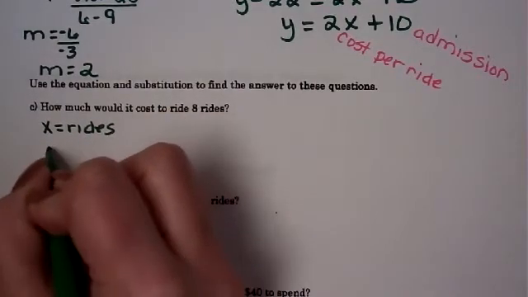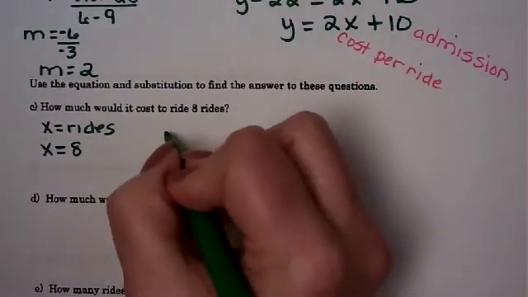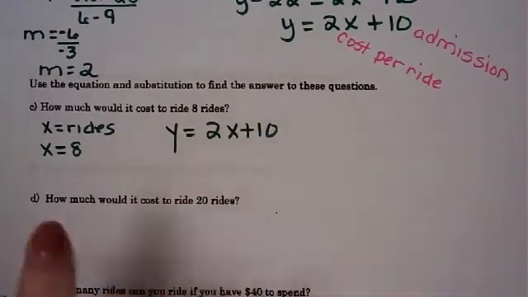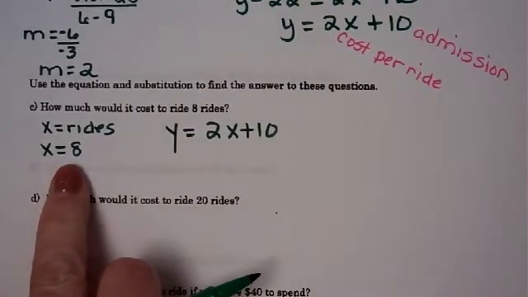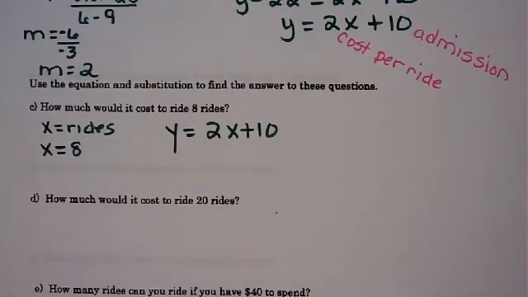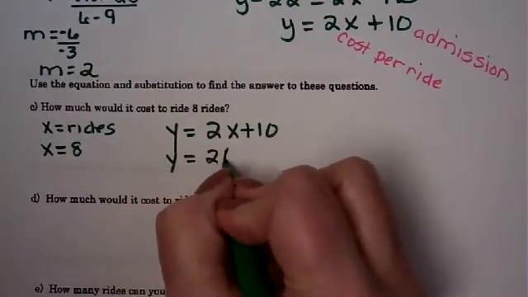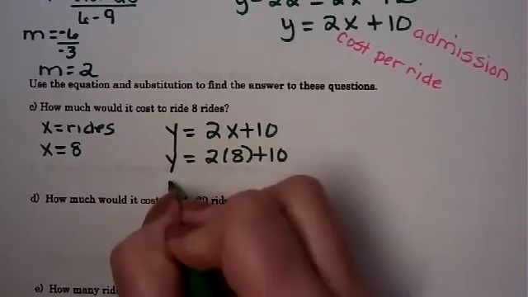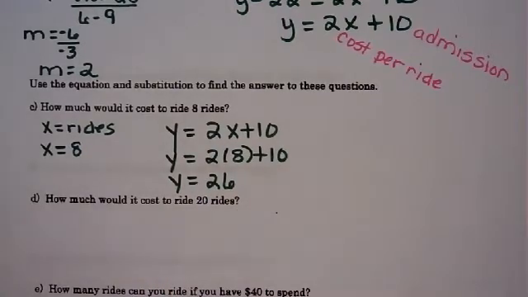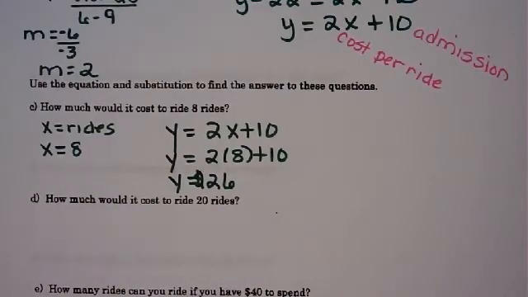So that means in this case, x is going to be 8. Well, I can take my equation, y equals 2x plus 10, and to figure out how much it's going to cost me to ride 8 rides, all I'm going to do is substitute 8 in for x and find y, because y is the amount of money it costs. So right here, I'm just going to do y equals 2 times 8 plus 10. Well, we know 2 times 8 is 16 plus 10 is 26. So it would actually cost $26 to go to the fair and ride 8 rides.